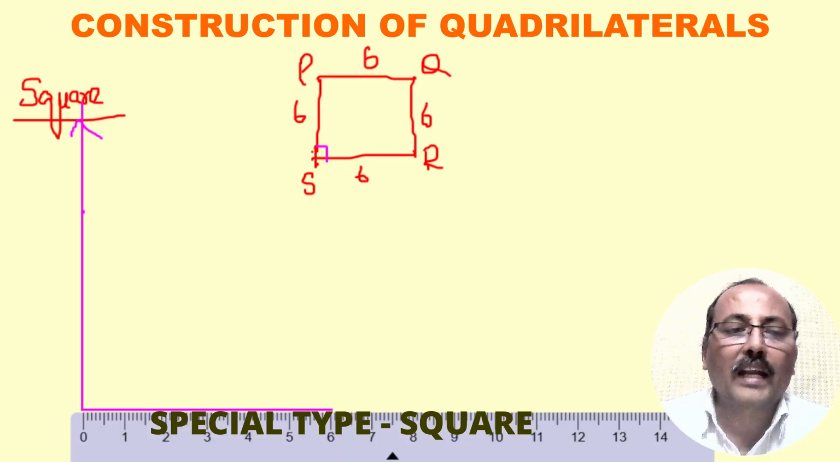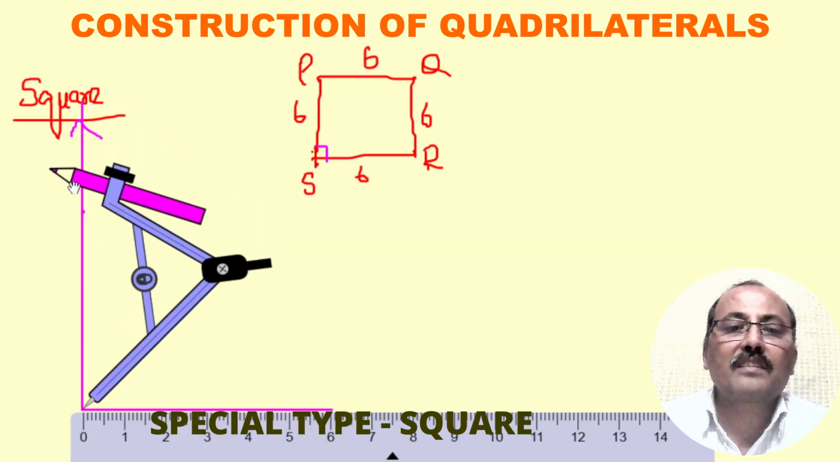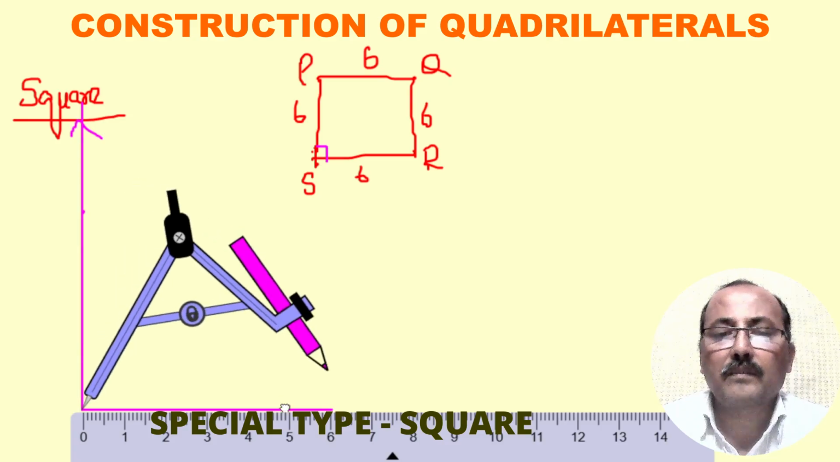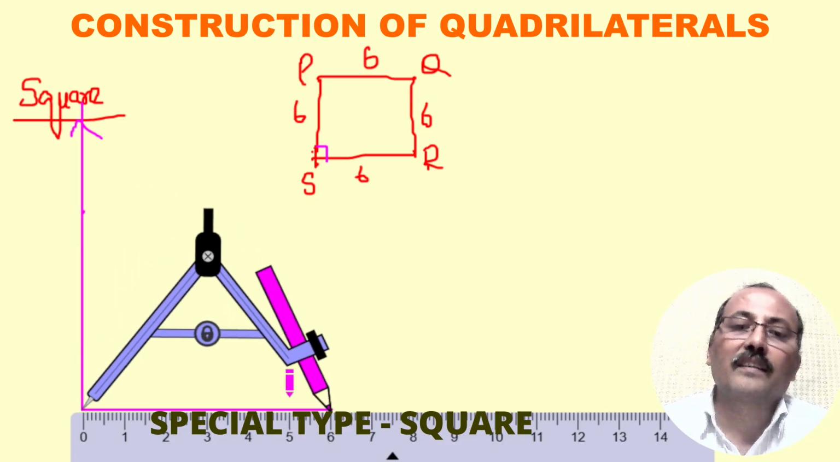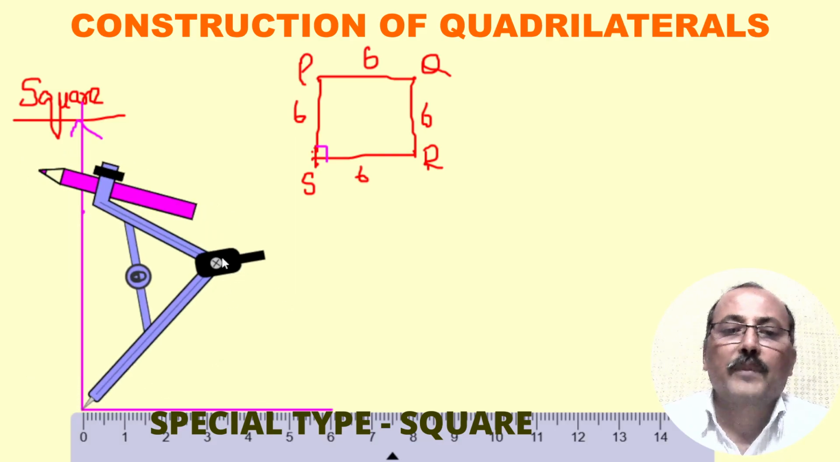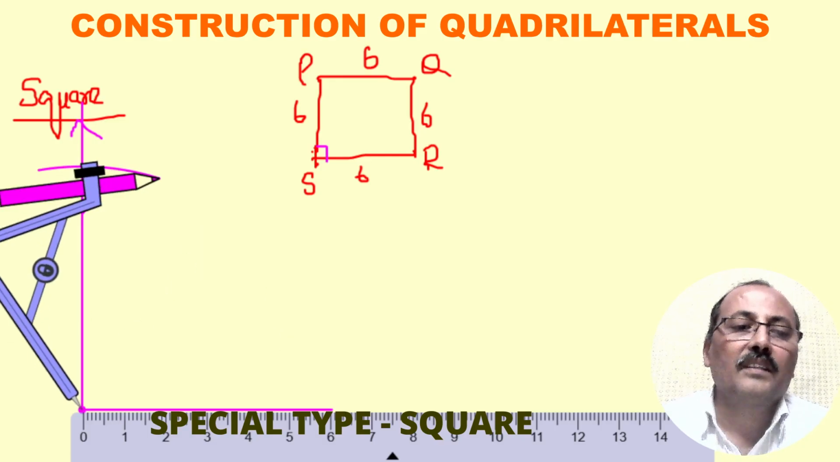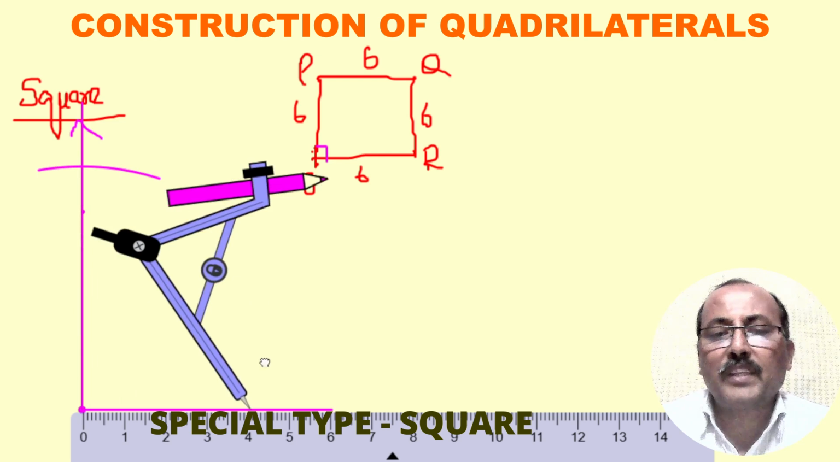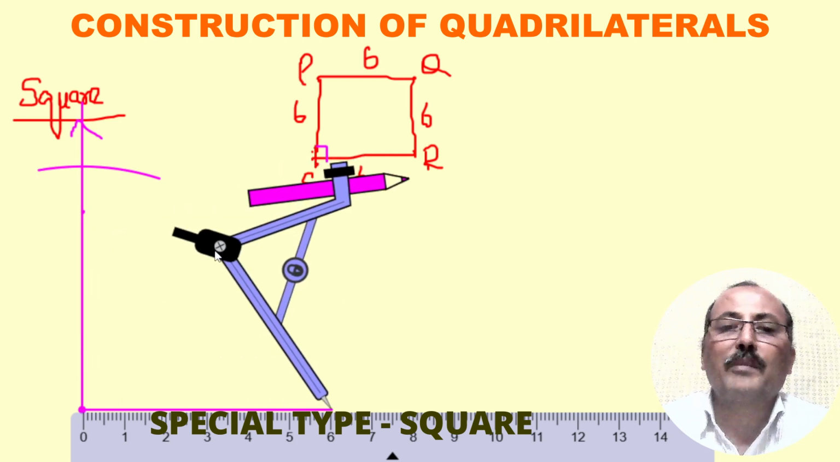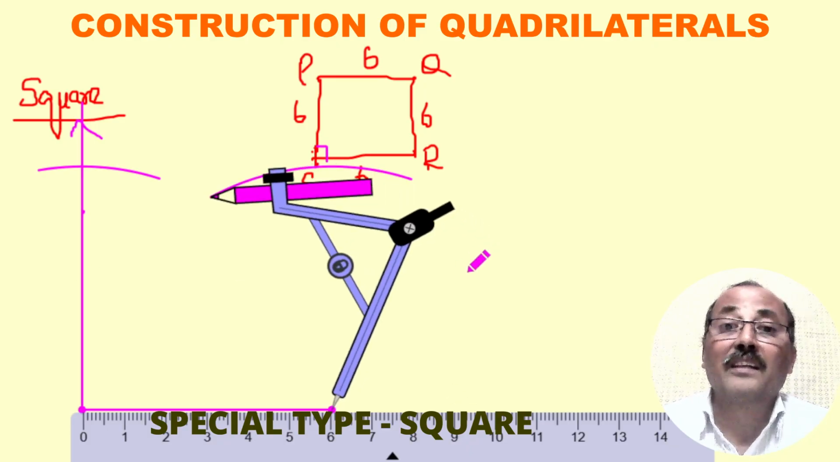Now take the ruler again and take the compass and measure 6 centimeter. Yes, it is already 6 centimeter. So draw an arc here with 6 centimeter length. Draw an arc of 6 centimeter length. Now with the same thing, as it is 6 centimeter, you draw an arc here. Aha, it is going bigger.